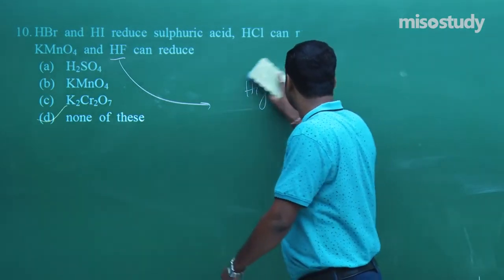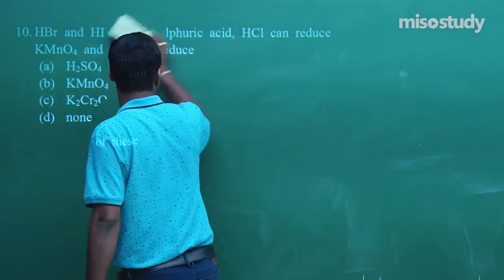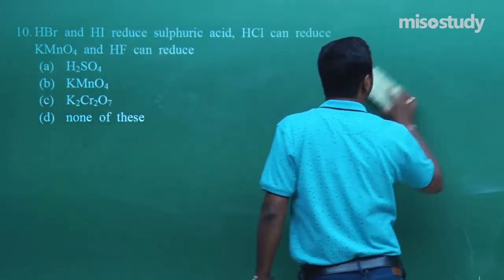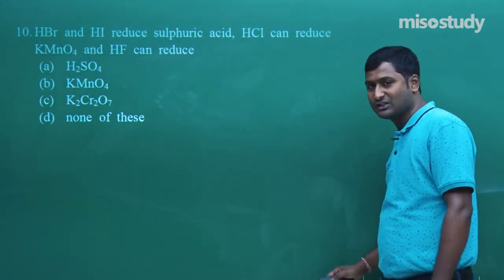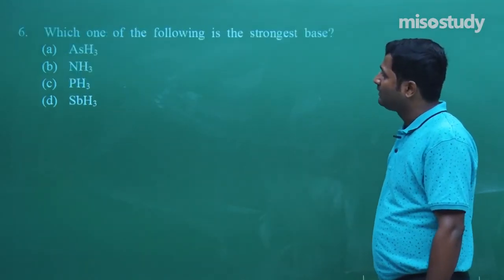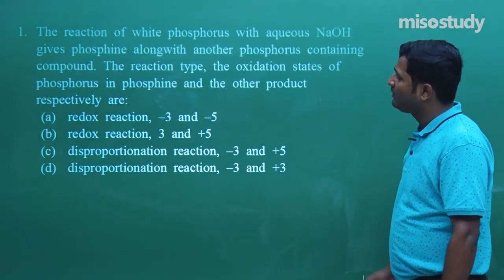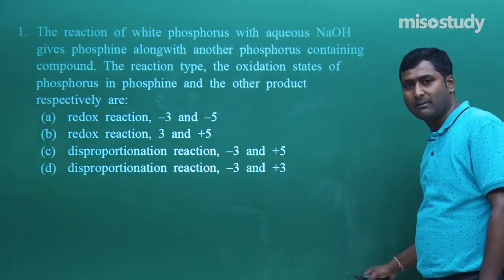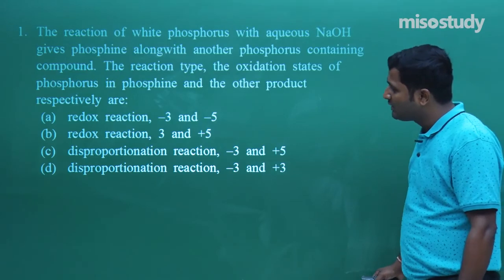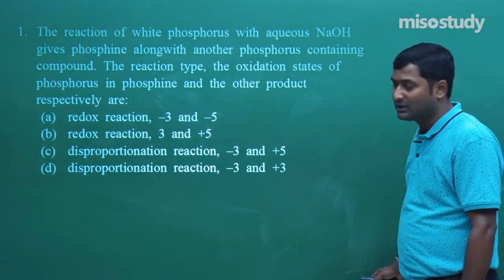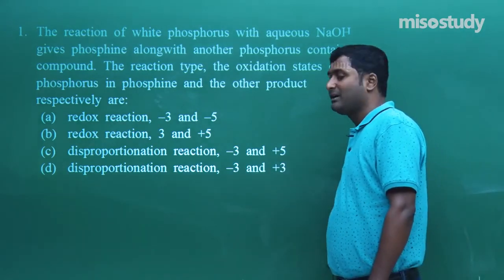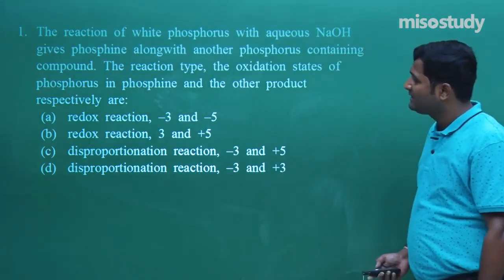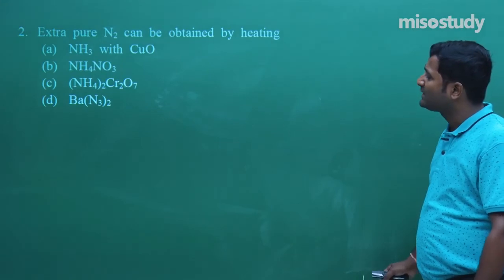Now friend, I'm going to wrap this part and we'll discuss the next segment. That is, now we revise the things again. This is the last question. Now tell me what is the correct option for question number 1. For question number 1, C is the correct option. Disproportionation reaction, -3 and +5. That is C.